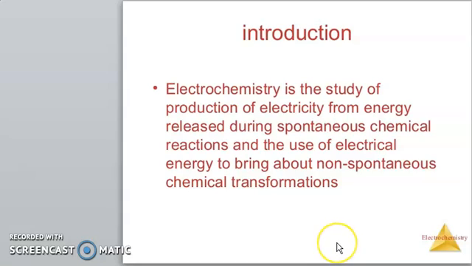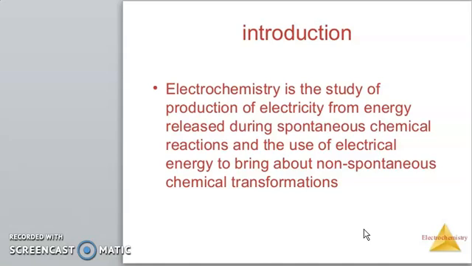The difference between spontaneous chemical reaction and non-spontaneous chemical reaction means what? Spontaneous chemical reaction means it releases energy, and drives the reaction forward without any influence. Means it does not take any influence or any help from another source to continue the reaction. That is the spontaneous chemical reaction.